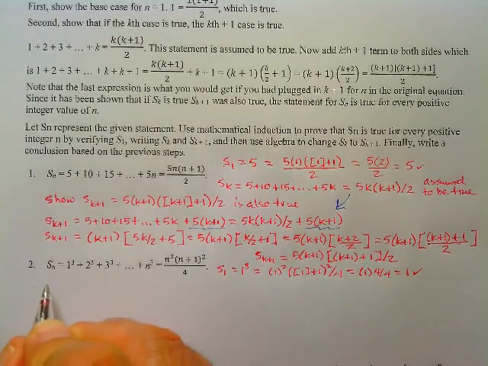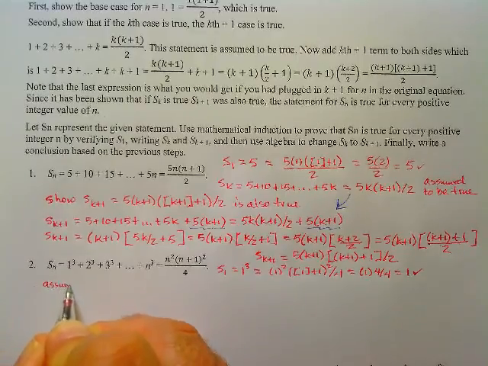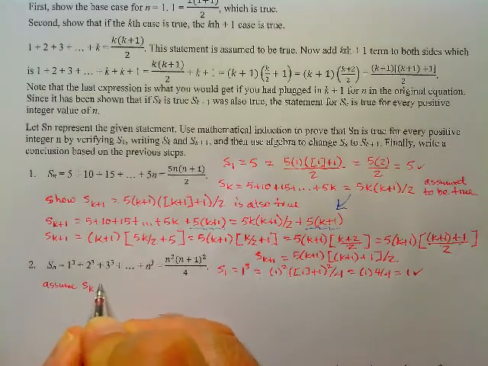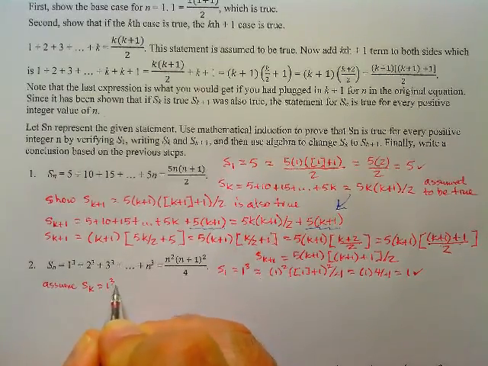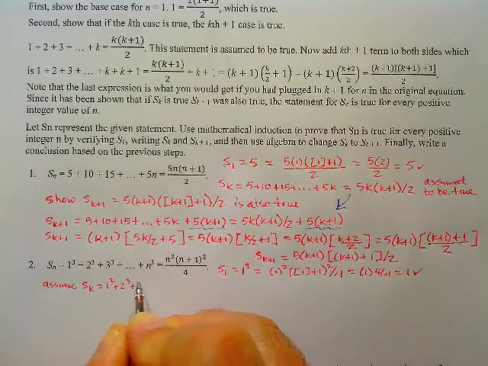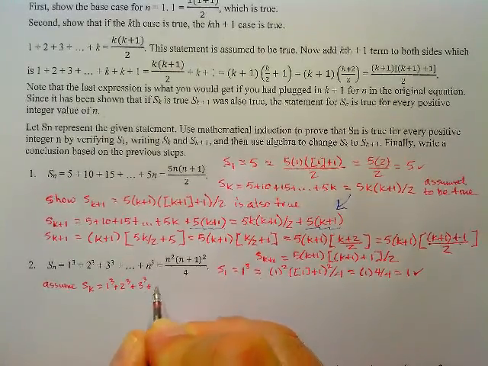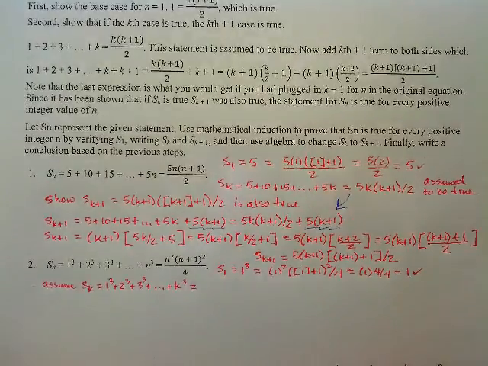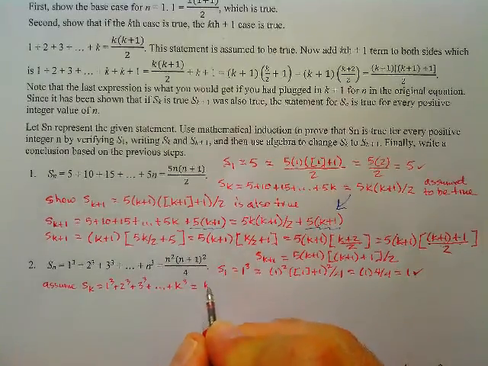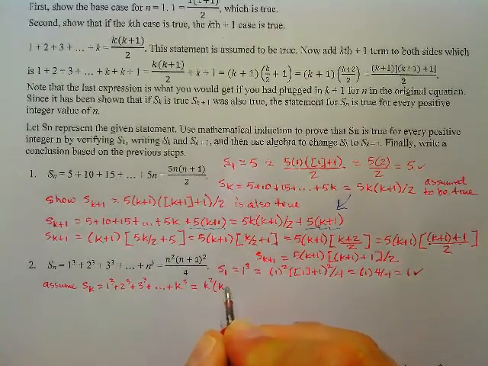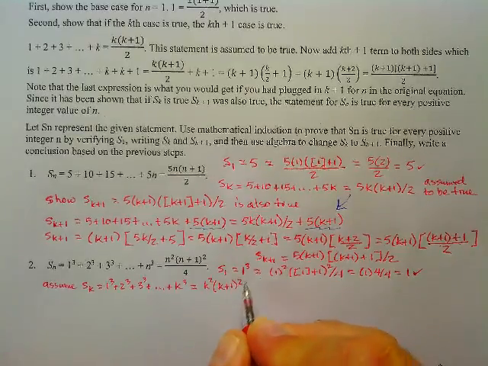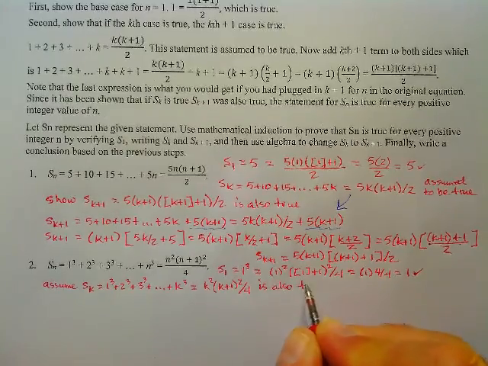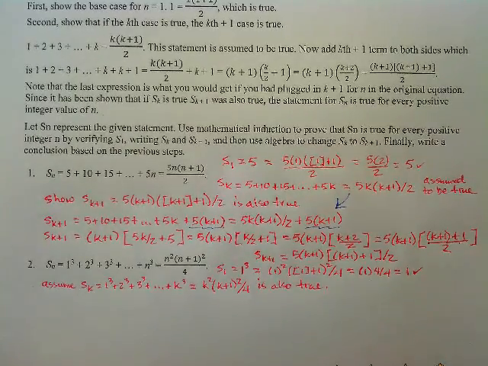So now we're going to assume the SK case, which will be 1 cubed plus 2 cubed plus 3 cubed plus dot dot dot plus k cubed equals k squared, k plus 1 squared all over 4 is also true. So we're going to assume that.